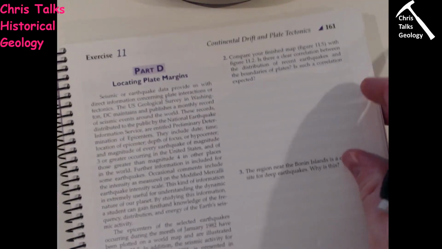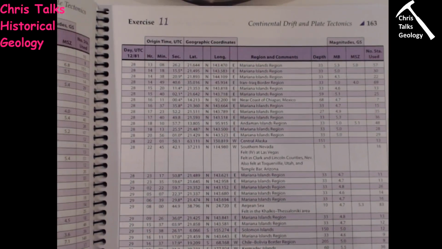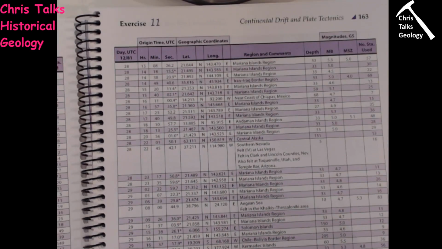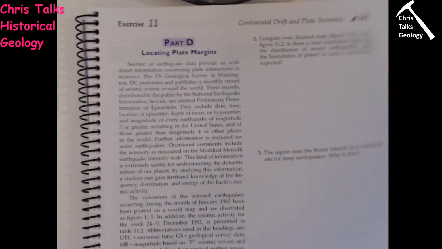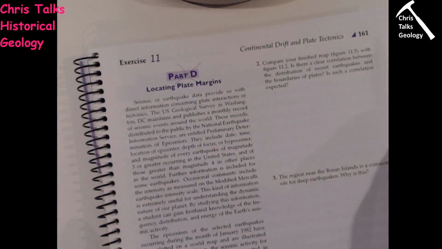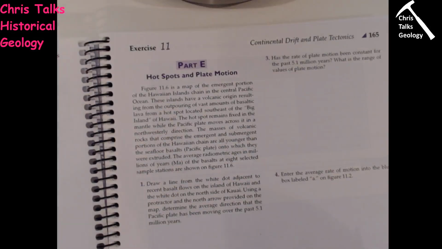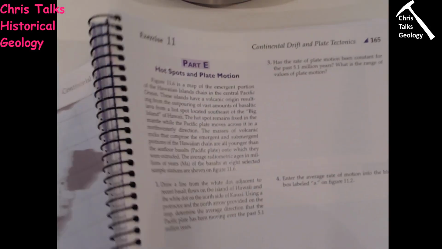All right, so next we have part D, and as you can see, part D has 2 pages of pretty dense data, and that is why we are not doing part D, because let's face it, we have lives, we need to do stuff. We'd be there forever. So we're going to jump straight to part E.